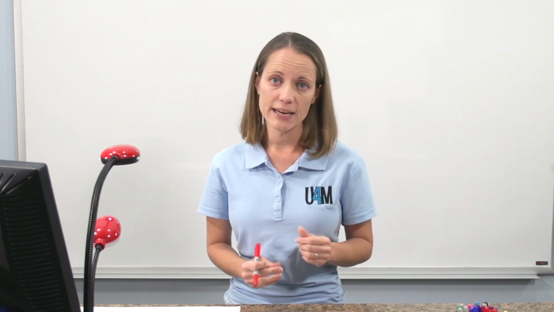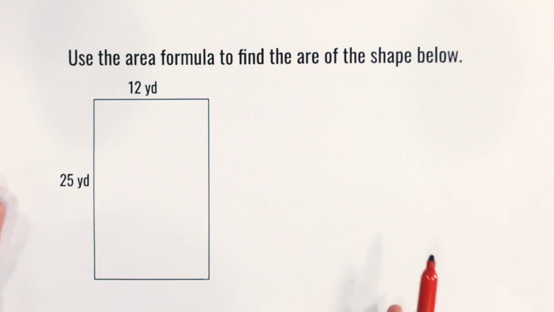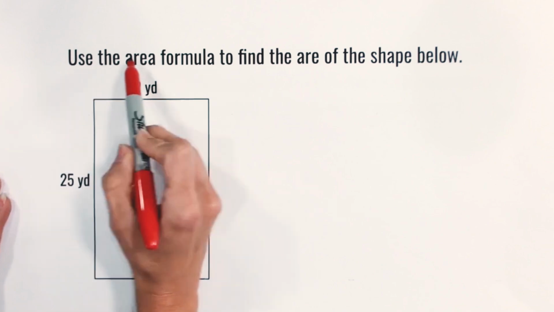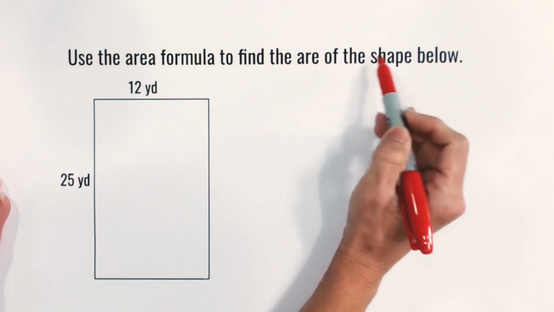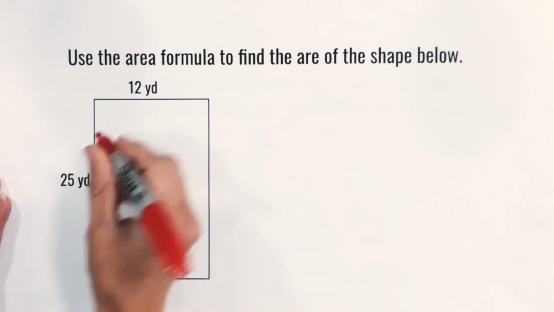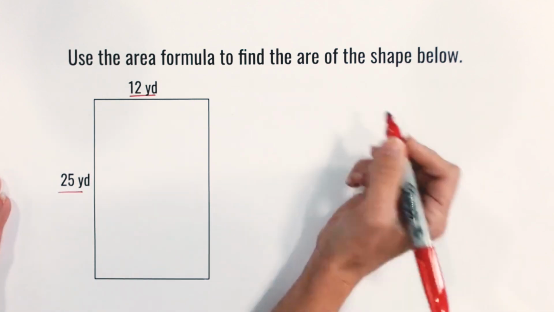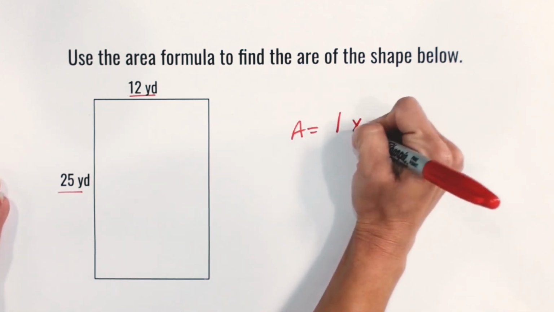This makes it a little more tangible for students. Let's try another example. In this one, we also have another rectangle that's already been drawn out for us. It says, use the area formula to find the area of the shape below. So we have 25 yards by 12 yards.